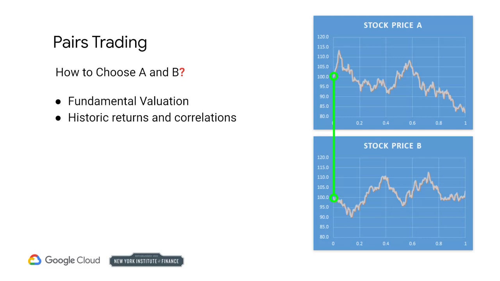You might determine that the fundamental value of A is $10 more than B, despite them having the same market price. Or you might have observed that B has outperformed A by 10% historically, and going forward you expect the price of A to catch up to B because you expect their returns to be the same in the long term. So you buy A for 100 and you sell B for the same price. You are now long the spread between A and B.